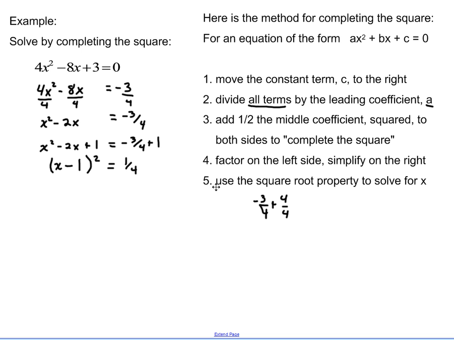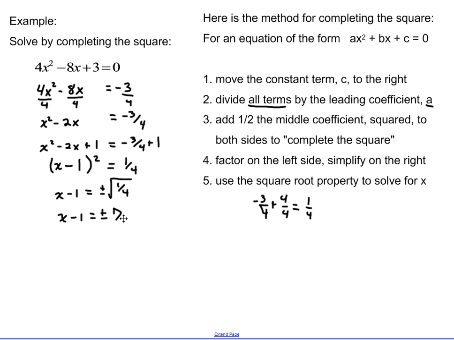Now we can use the square root property to solve this. And we saw this in 9.1. We take the square root of both sides and we say that x minus 1 is going to equal positive or negative the square root of the quantity on the right, so that's the square root of 1/4. Well, don't forget, the square root of 1/4 is the same thing as the square root of 1 over the square root of 4. So x minus 1 is actually equal to plus or minus 1/2.